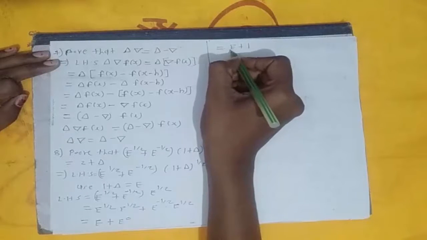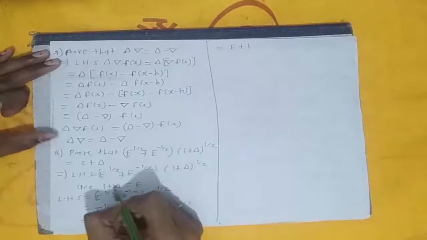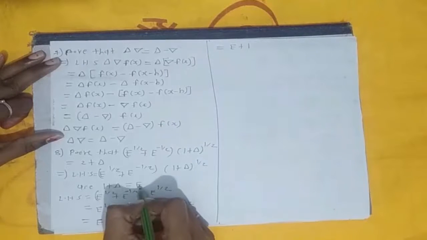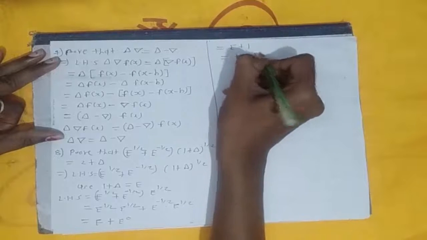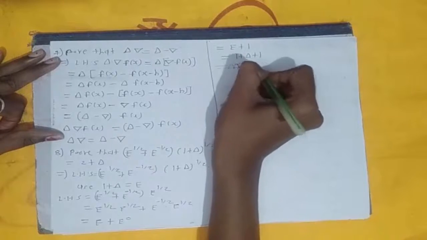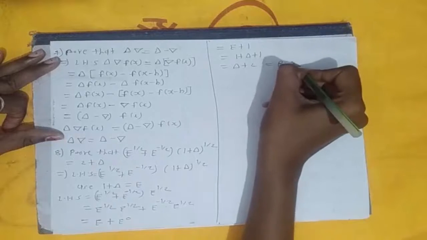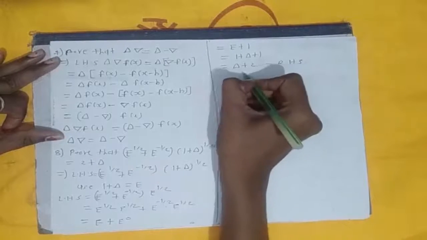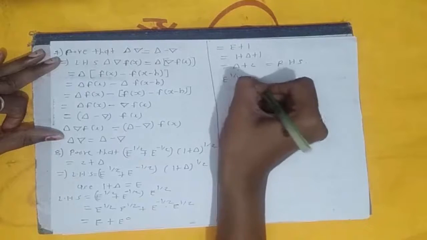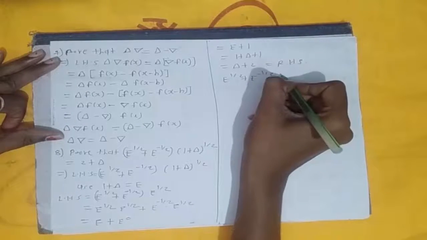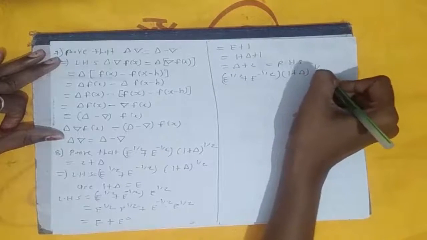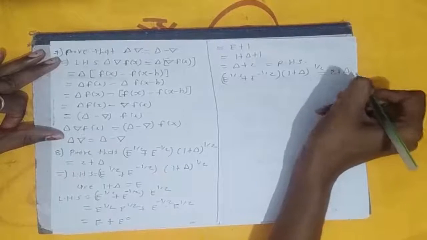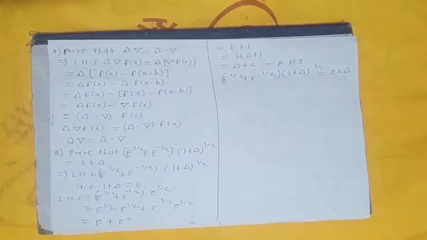Then again e plus 1, here we use 1 plus delta is equal to e, that is if we put the value of e as 1 plus delta, then we get 1 plus delta plus 1, so we get delta plus 2, that is equal to the RHS of the given equation. So we get e raised to 1 by 2 plus e raised to minus 1 by 2 into 1 plus delta raised to 1 by 2 is equal to 2 plus delta. So in this way we can prove this.